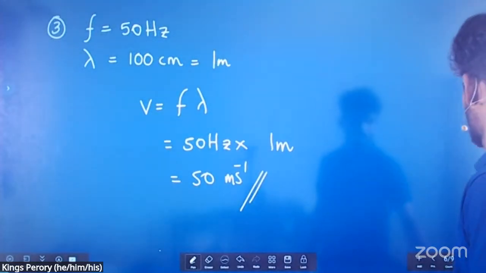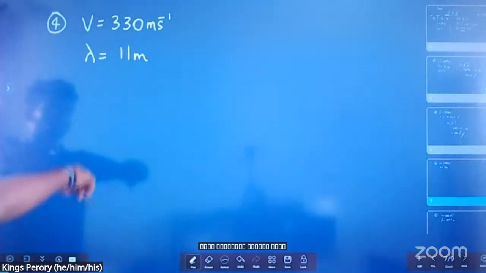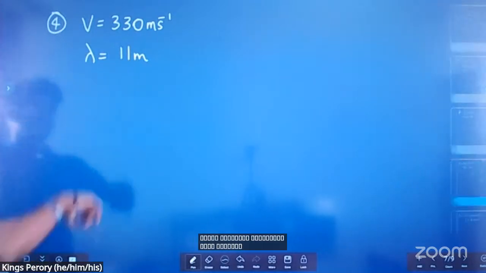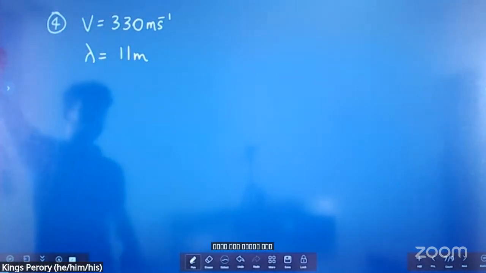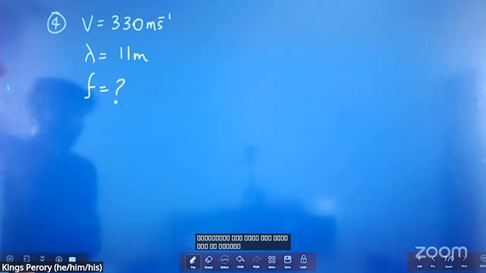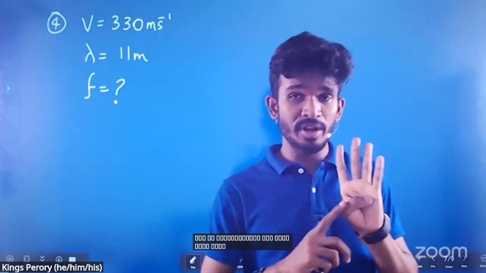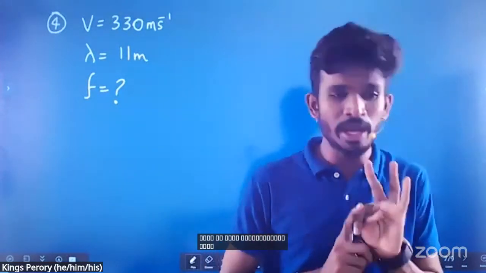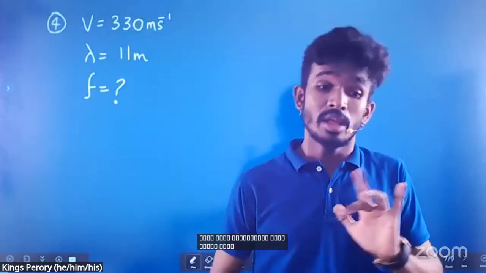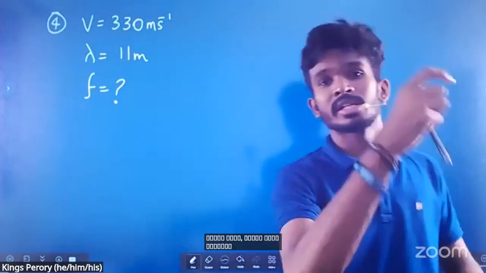Right. Question number 4. Speed of wave is given, 330 meters per second. Wavelength is given, 11 meters. Now what are they asking? The frequency. All this time they gave frequency, they gave wavelength, they asked speed. Now speed is given, wavelength is given, frequency is asked.